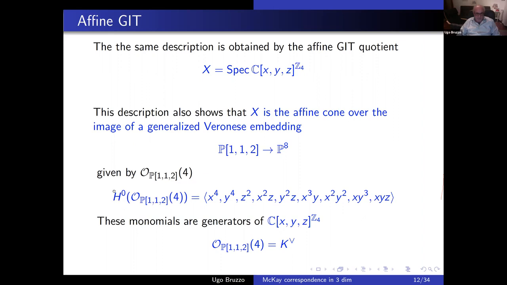If you describe the space of global sections of this line bundle, you get exactly the same generators of the invariant ring. This, by the way, this line bundle is the dual of the canonical bundle of P112, and this I believe is related to what we are going to discover using some toric geometry again. So this X is the affine cone over a Veronese embedding from P112, and we shall meet P112 again.